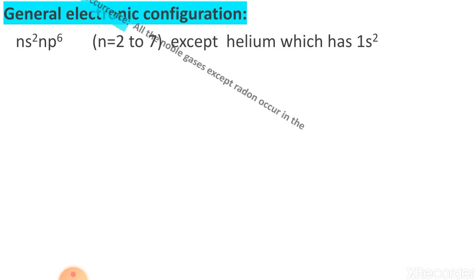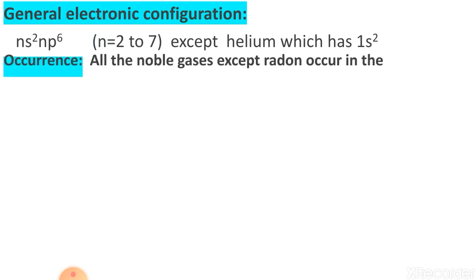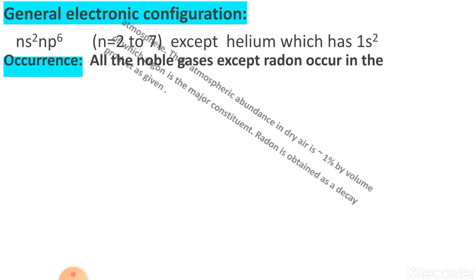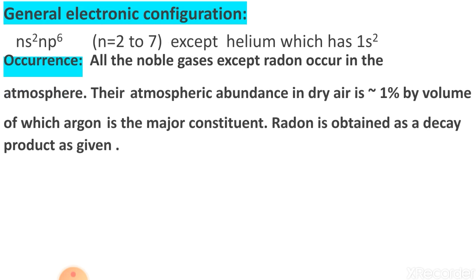Now students, let us focus on the occurrence. All the noble gases except radon occur in the atmosphere. Their atmospheric abundance in dry air is approximately 1% by volume, of which argon is the major constituent, having a percentage of about 0.934.